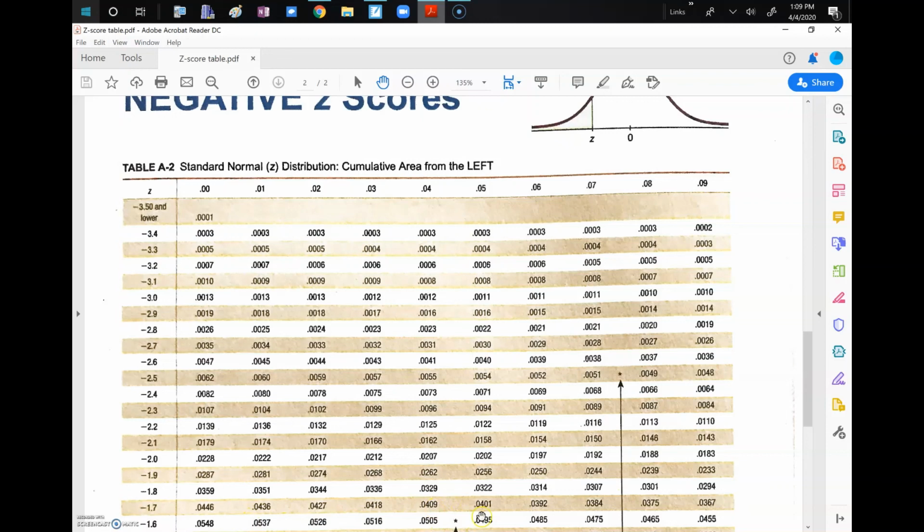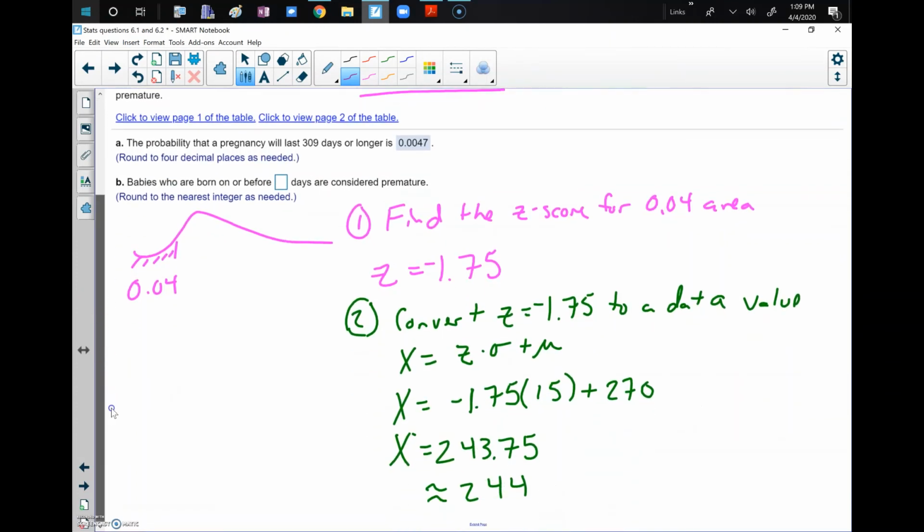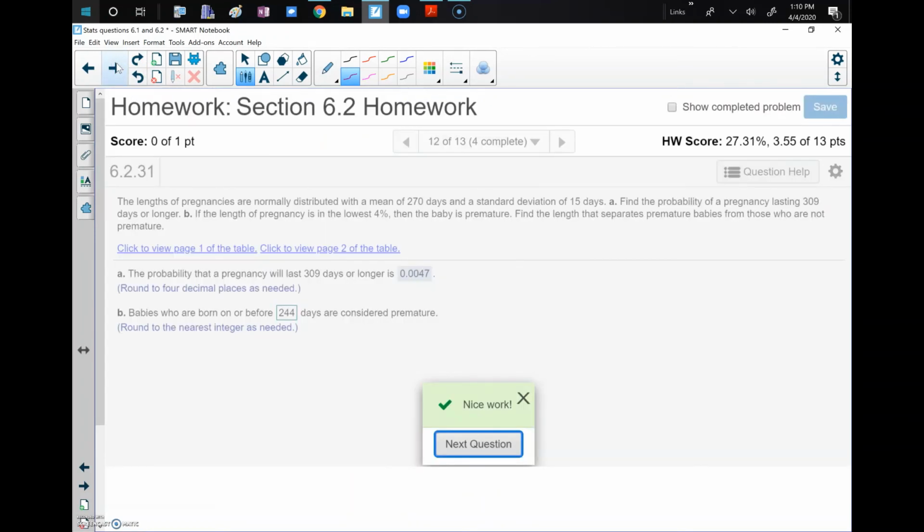Okay, so we can see this right here is the closest value, 0.0401. Either one on either side is going to be a larger distance away. This is 0.009. This is 0.0008, so this is the closest one. So I would read the row negative 1.7, and then the column is 5. So that's where we got our negative 1.75 from. Then we need to convert that z-score into our actual data value. So I plug in my z-score, I multiply it by the standard deviation, and add the mean, and that comes out to approximately 244 days. And we can see that was correct.